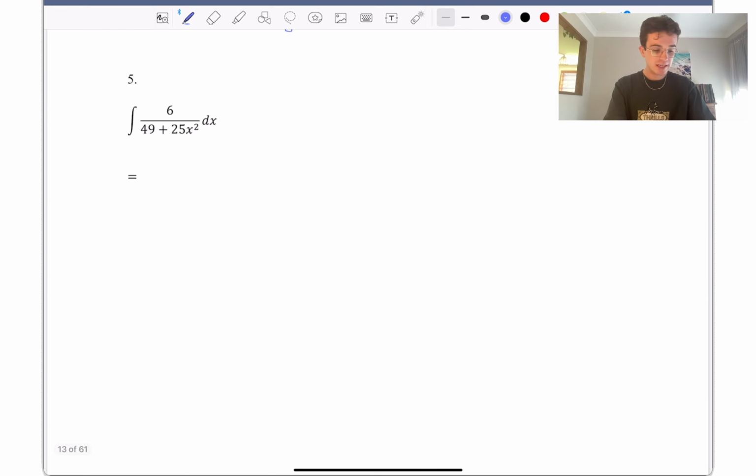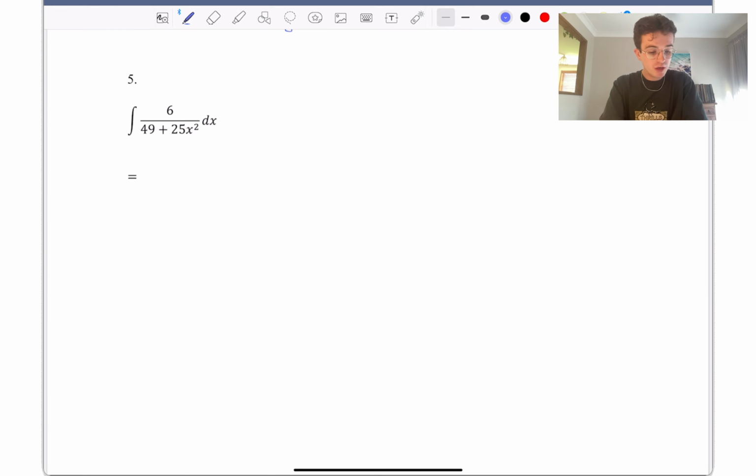Alright, this one here, we've got the integral of 6 on 49 plus 25x squared. Again, the first thing we're going to do is take out a constant of 6. We always put our constant out the front, times 1 over 49 plus 25x squared dx. Again, we can see that this is looking like it's going to be in the tan format because I don't have a square root on the bottom. But I want a 1 here.